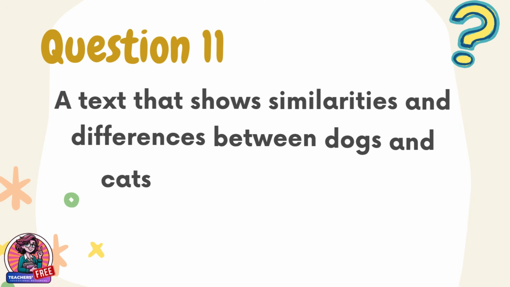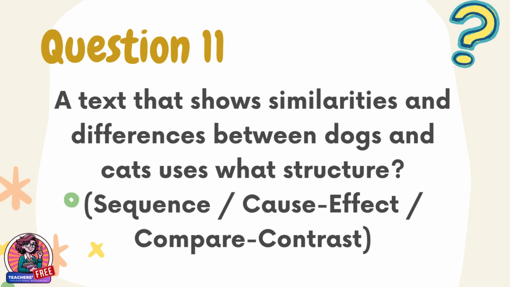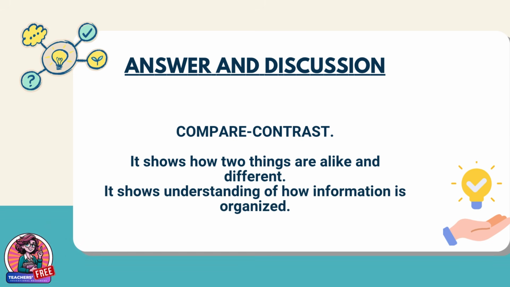Question 11. A text that shows similarities and differences between dogs and cats uses what structure? Sequence, cause effect, compare contrast. Answer: compare contrast. It shows how two things are alike and different. It shows understanding of how information is organized.